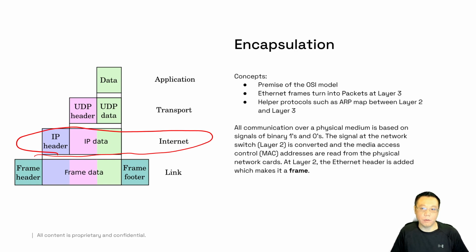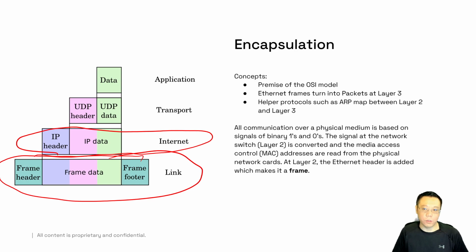Remember that we have the premise of a 7-layer OSI model. Can you guess where layer 2 is? Oh yeah, that's right. It's down here in the link layer, data link, right? And that's where a frame is, where it has MAC addresses and things of that nature. We also have what we call helper protocols, ARP, the Address Resolution Protocol, and it helps link layer 2 and layer 3 together from a mapping perspective.